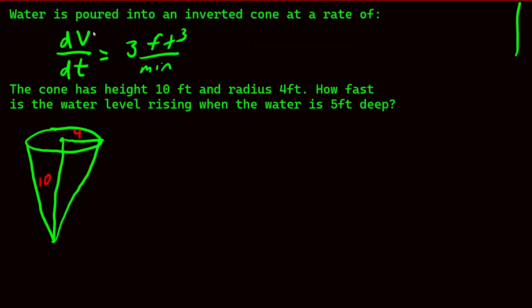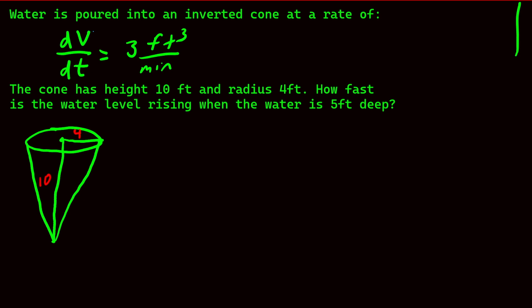So water is poured into an inverted cone at a rate of dV/dt equals 3 cubic feet per minute. The cone has height 10 feet and radius 4 feet. How fast is the water level rising when the water is 5 feet deep? Okay, so I drew a little cone here. Not a great cone, but it's a cone. So the whole trick is you don't plug in numbers until the end, because if you plug in numbers, you're usually going to screw up somewhere.